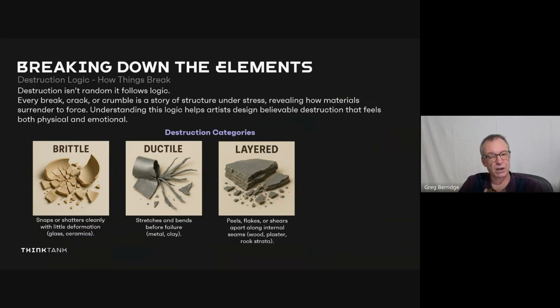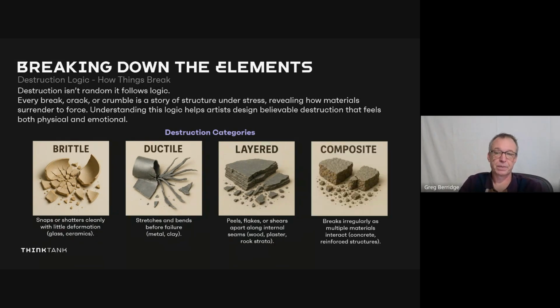Layered, how does it peel or flake? Wood, plaster. Wood is hard, right? If you're ever trying to destroy something, look at how the wood needs to interact. How is the wood actually connected? What kind of force is required to break that apart? And then composite, which is more like concrete or reinforced structures. So this is brand new. I mean, brand new to me. I stumbled upon it yesterday, but it was the new trailer for Zootopia 2. And there's a destruction scene, right?